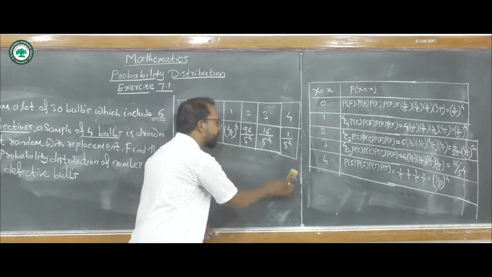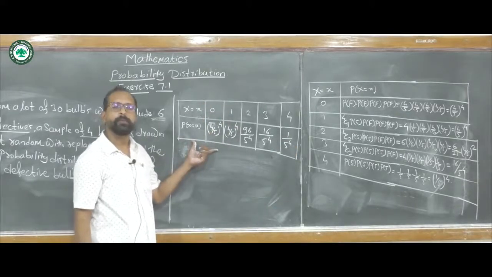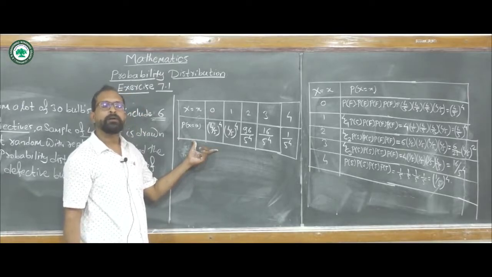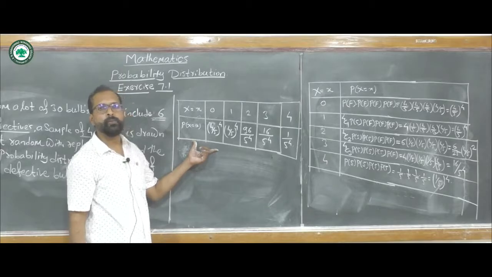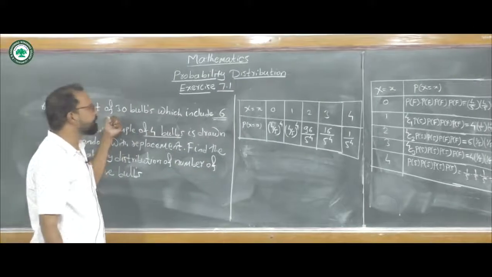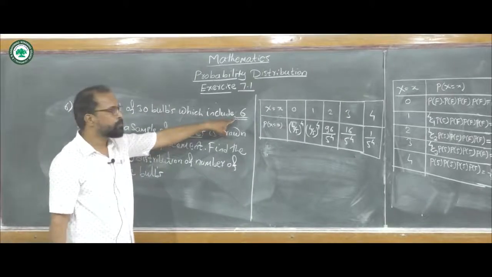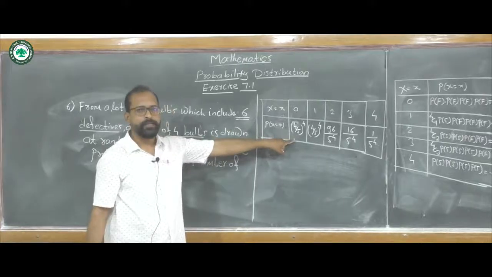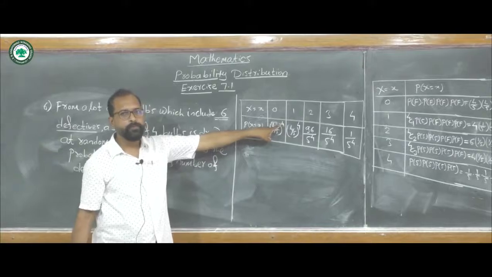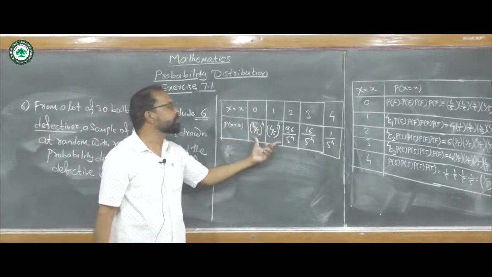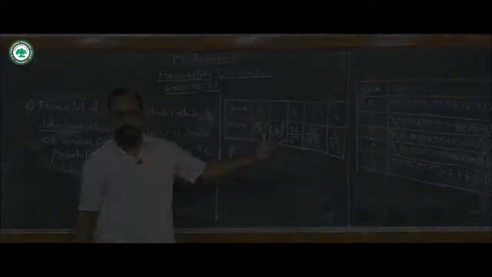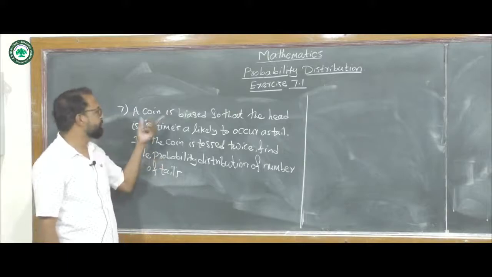This is the probability distribution of X, which is the selection of defective bulbs from the given 30 bulbs including 6 defective bulbs. You can simplify here, taking the law of indices, that is 4 raised to 4 and 5 raised to 4, and also verify that the sum of the probabilities becomes 1. Thank you. Now the next problem, number 7.